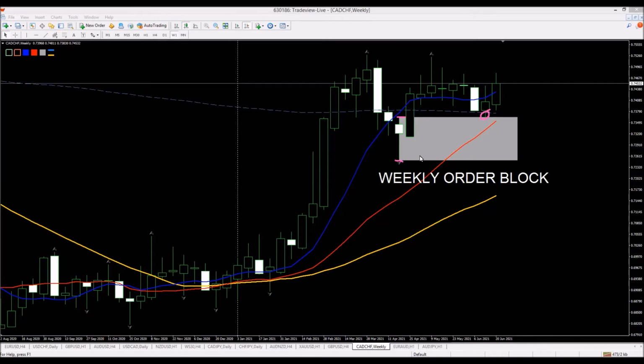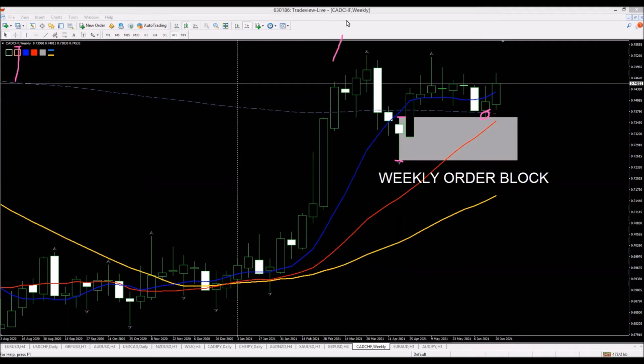ICT, Inner Circle Trader, was the originator of the order block strategy. And it's really interesting to see the strategy play out again and again in the Forex market. We're going to take a close look. This is the CAD Swiss currency pair.